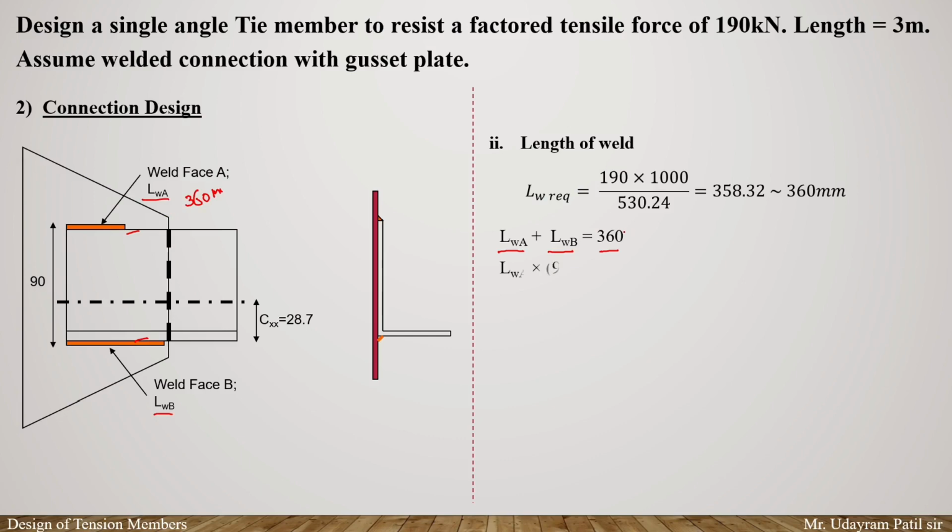Next, by taking the moment about this particular centroidal axis, the forces due to these two moments should be equal to 0. So for the particular section to be in equilibrium, the moment here should be 0. Therefore, the first length of the weld is multiplied by this particular distance, and again LW2 multiplied by this particular distance. We know that the CXS value is calculated from the steel table.